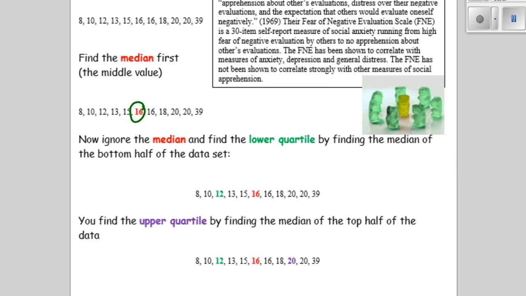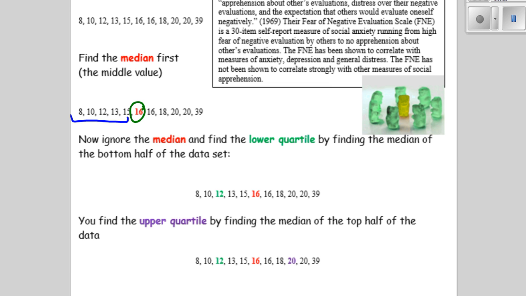Now ignore the median and find the lower quartile. So we ignore the median, and to find the lower quartile, we just look at the bottom numbers to the left of the median. We don't include the median. So what would happen if there was like a 0.5? Yeah, then there could be a 0.5.